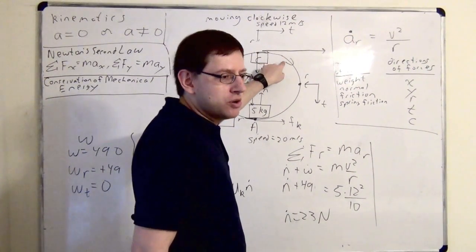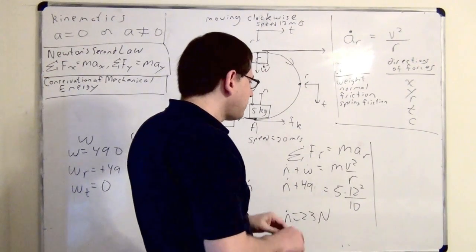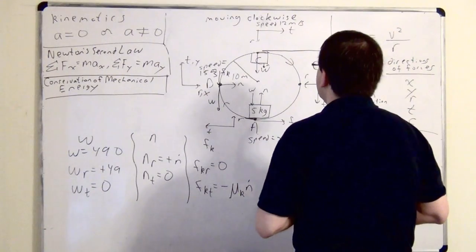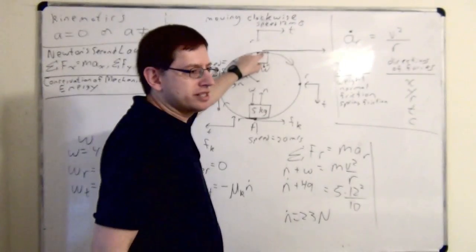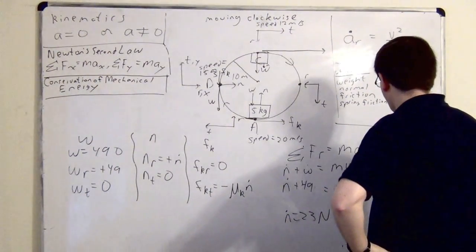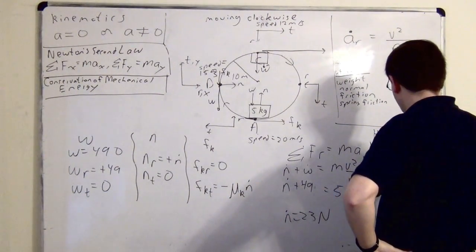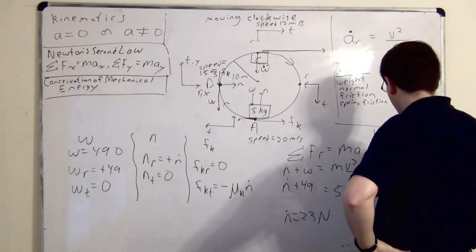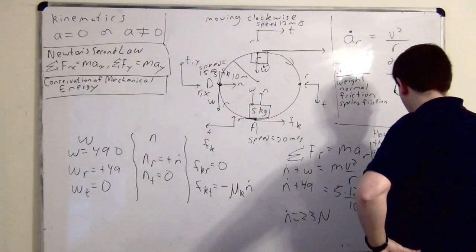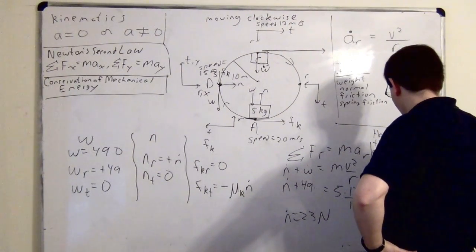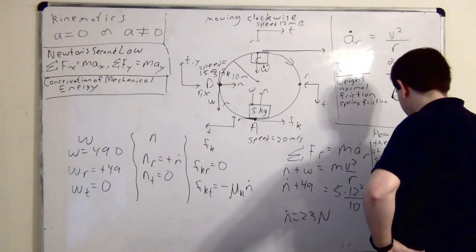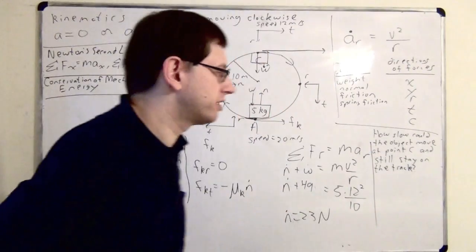But you could be going too slow to stay on the track. So that's a common type of problem. A common type of problem is how slow could we go at point C and still stay on the track? So let's talk about this together.